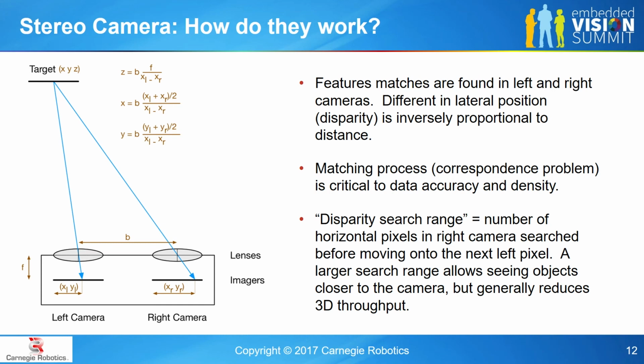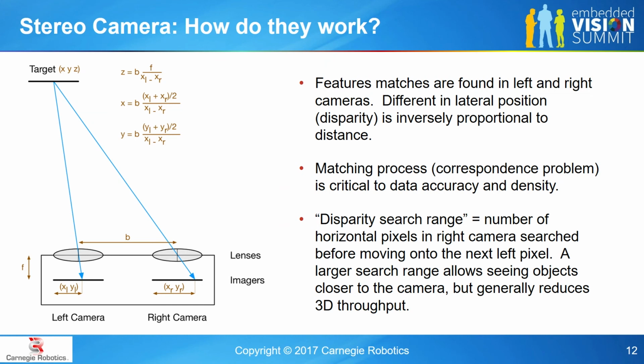So stereo cameras work in a very different way. They work just like your eyes do, looking for texture in the scene, and then looking for shifts between left and right cameras, and that shift is inversely proportional to the distance that the target is away from you.